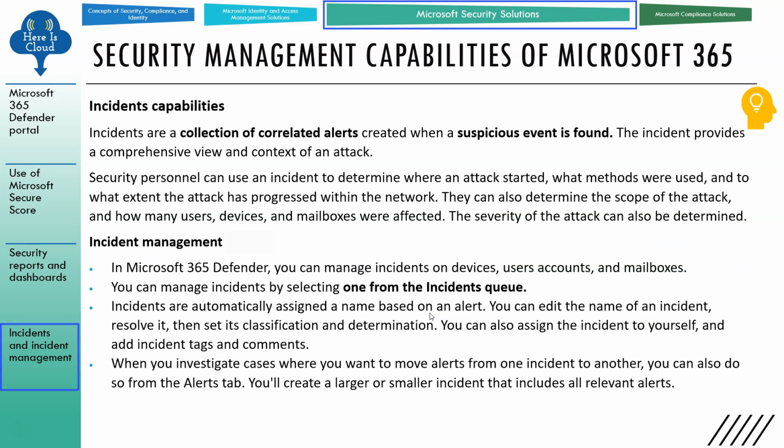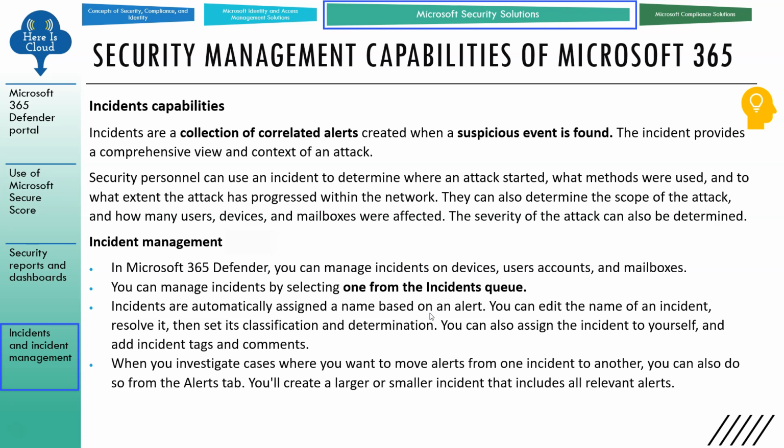Next is incidents and incident management. So incidents are a collection of correlated alerts created when a suspicious event is found. It provides a comprehensive view and context of an attack. And security personnel can use an incident to determine where an attack started, what methods were used, and to what extent the attacker has progressed within the network. This can also determine the scope of the attack and how many user devices and mailboxes are affected. The severity of the attack can also be determined.